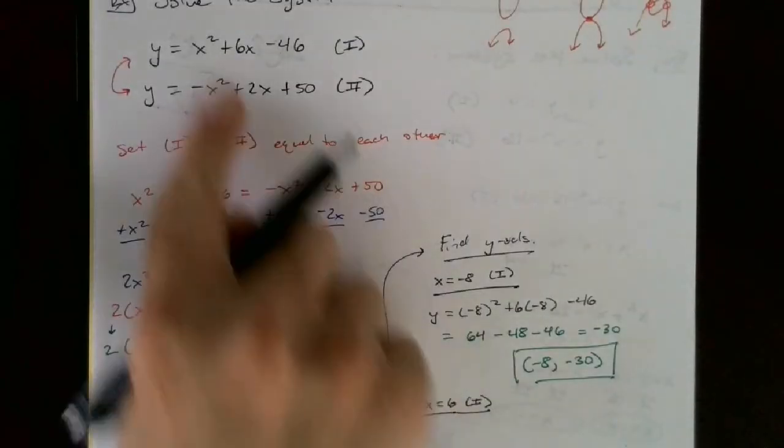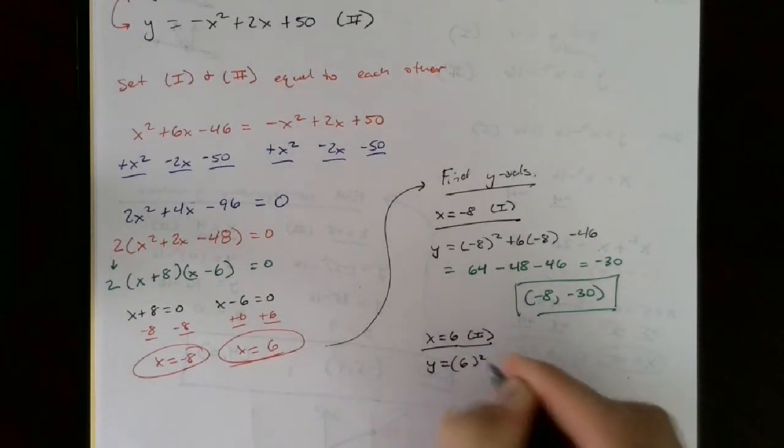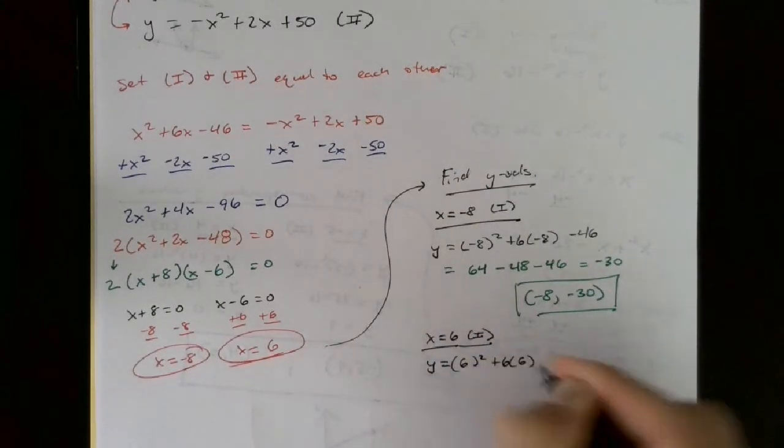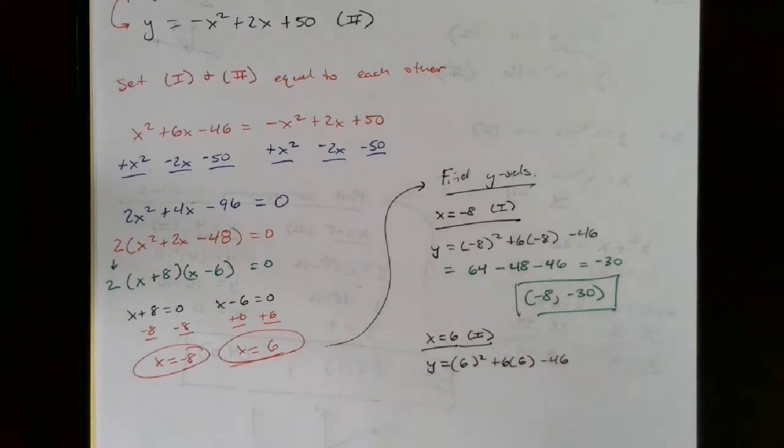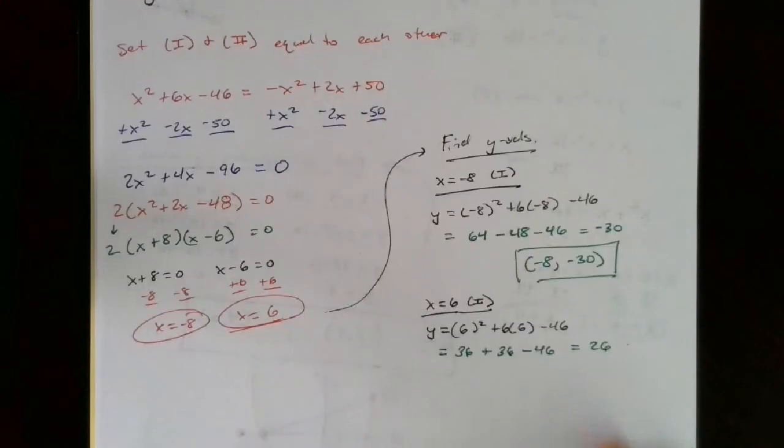So substituting 6 in for x in equation 1, we have y equals 6 squared plus 6 times 6 minus 46. Simplifying this, 6 squared is 36, plus 6 times 6, also 36, minus 46. So you end up with 36 plus 36 is 72, minus 46 ends up equaling 26. You could do it on your calculator if you need to.